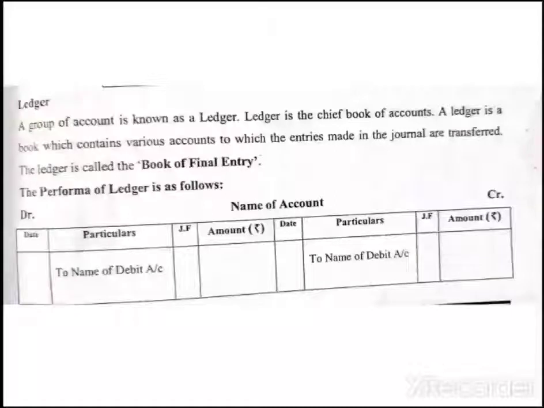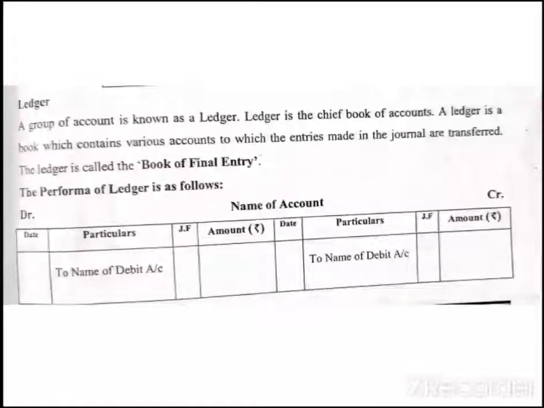Before preparing the ledger, what is a ledger? A ledger is a group of accounts. That means in the journal we have entered different kinds of accounts like cash account, capital account, purchase account, sales account, Mahesh account, machinery account. So these are different kinds of accounts, and for each different kind of account we will be taking separate balances. So a ledger is a group of accounts, and the ledger is the chief book of account.